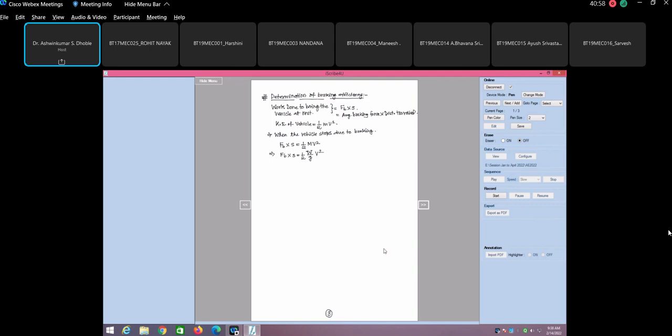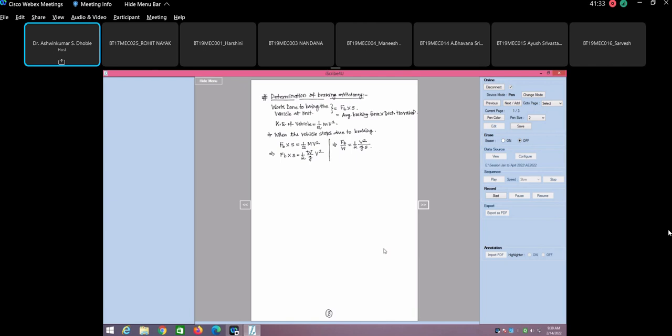So can we write down this: FB divided by W is equal to half V square divided by g into S. This is okay? Yes or no, sir?